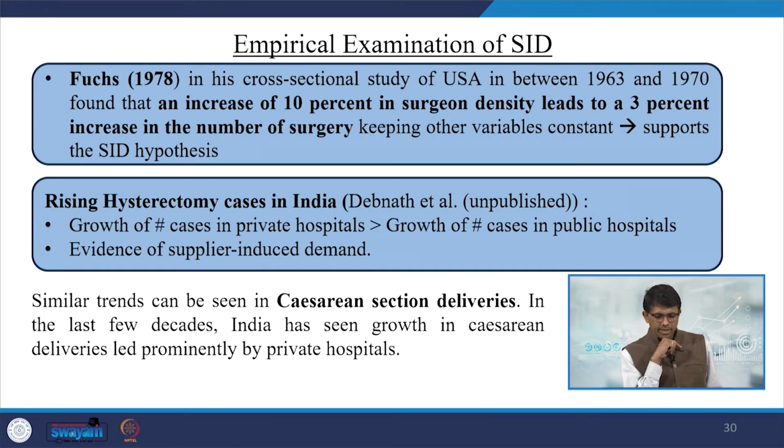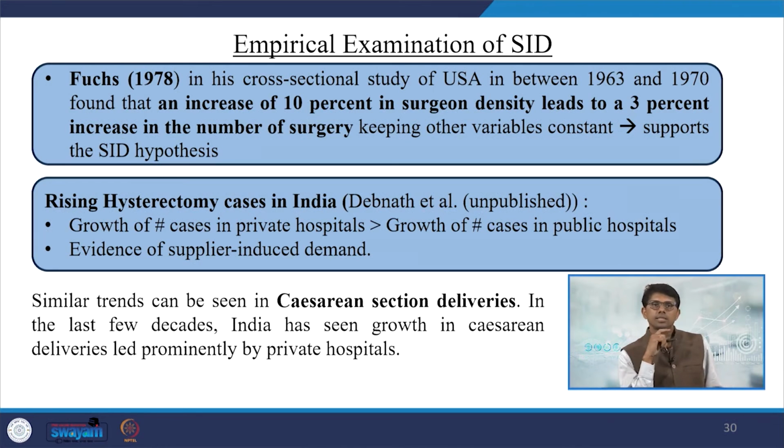Fuchs 78, in his paper, discusses a cross sectional study based on the USA between 1963 and 1970. They observed that a 10% increase in surgeon density leads to a 3% increase in the number of surgeries, keeping other variables constant, and this also supports the SID hypothesis we already discussed.